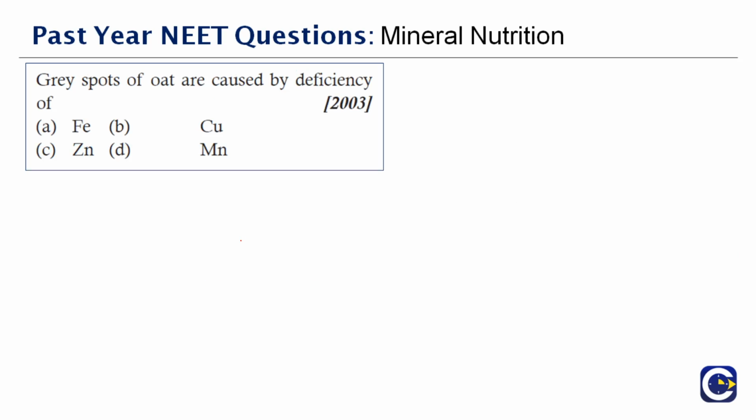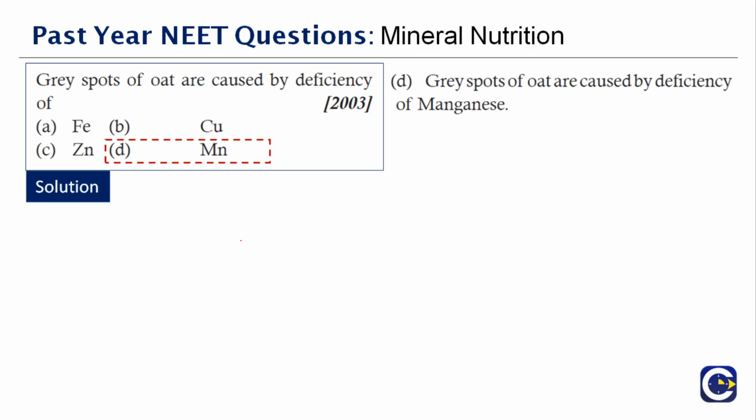Next question here. Gray spots of oat are caused by the deficiency of dash. I think all of you should know the answer because we discussed this. The right answer is option D, manganese.